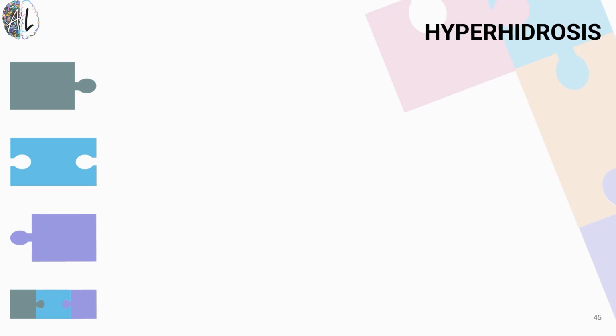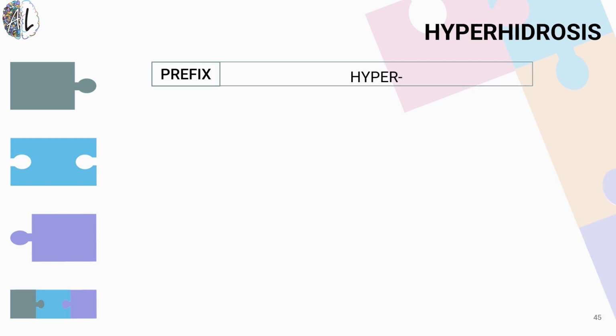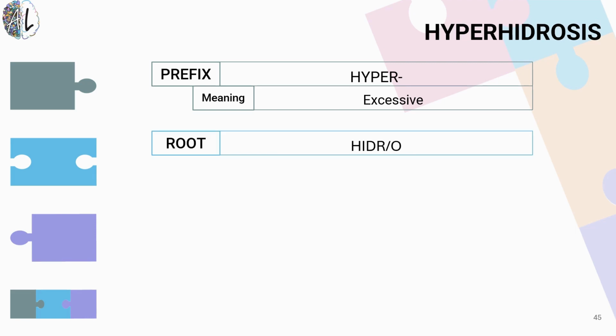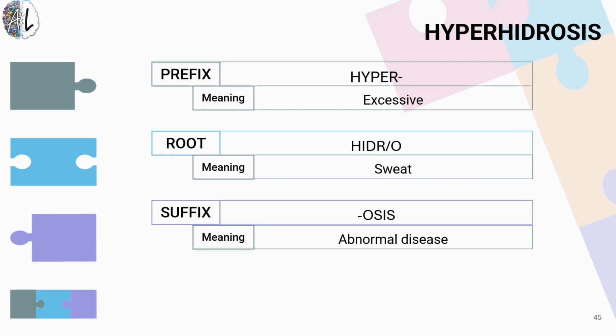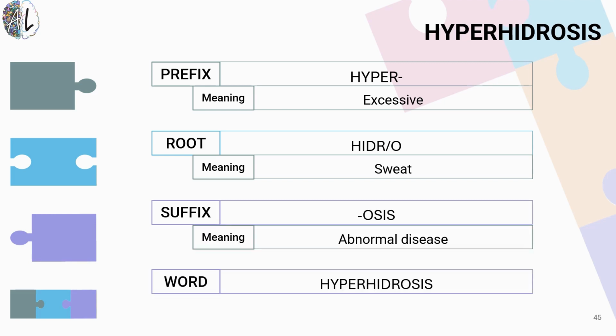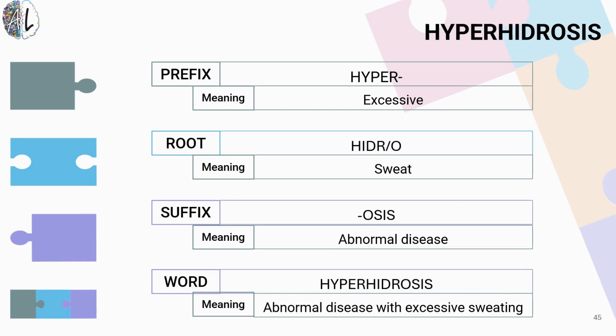I know you can do this. So the prefix here in the word hyperhidrosis is the term hyper, H-Y-P-E-R, which means excessive or a lot of something. Hydro, whether it's H-I-D-R-O or H-Y-D-R-O, refers to sweat. And the suffix osis, O-S-I-S, refers to an abnormal disease. So hyperhidrosis is when you abnormally sweat too much. So it's excessive sweating if we want to give it a simplified term. So hyperhidrosis, excessive sweating.